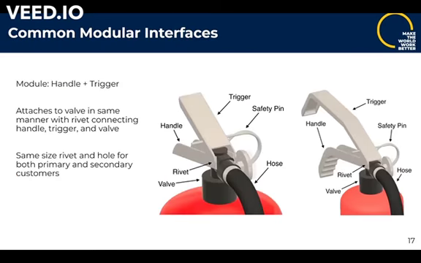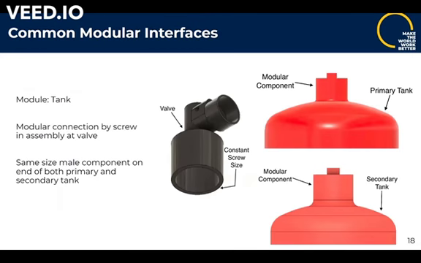To accommodate for the modifications previously mentioned, we have added modularized interfaces to allow parts to be switched on and off, the first being a modularized attachment to the valve of the handle and the trigger, so that both the primary and secondary designs fit on the same valve design. Secondly, the attachment of the valve to the tanks is also modularized by a screw design between the valve and tank that is the same constant size for both, allowing the tanks to be interchangeable.